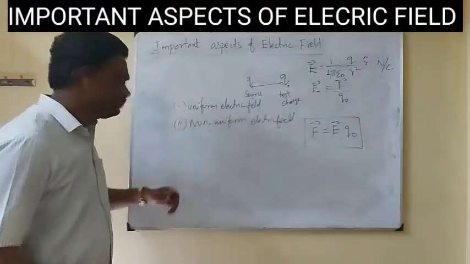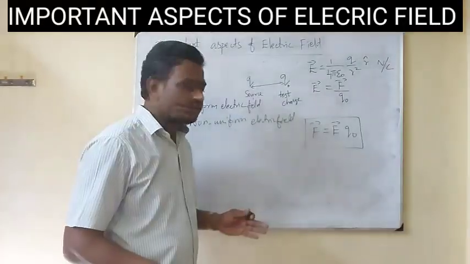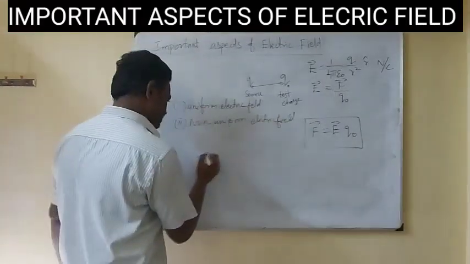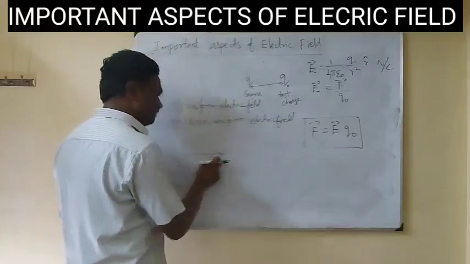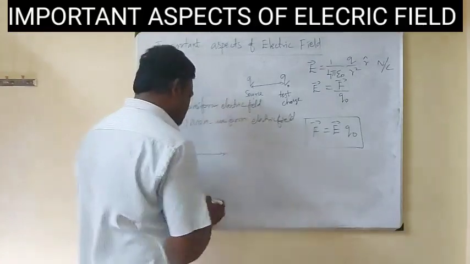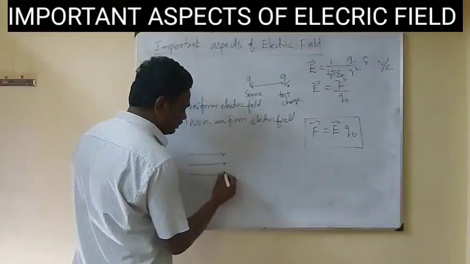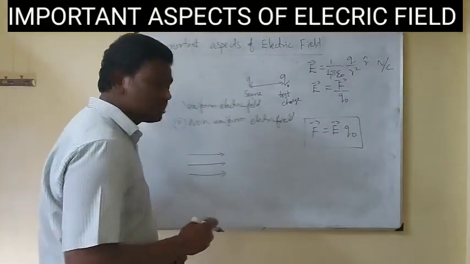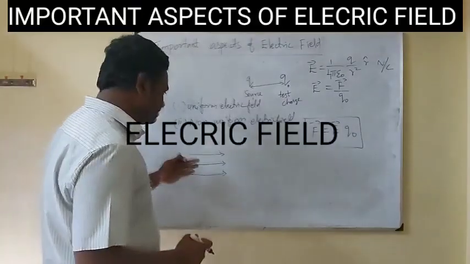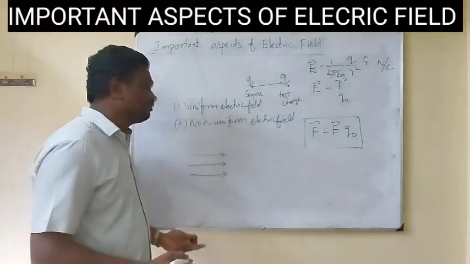Okay. What is a uniform electric field? If we calculate the electric field at any point in space, the direction and magnitude, for example, the length of the vector represents magnitude and the arrow mark represents direction. At every point, if the direction and magnitude of the field are the same, then it is called a uniform electric field. Suppose the direction and the magnitude of the electric field change, then it is called a non-uniform electric field.